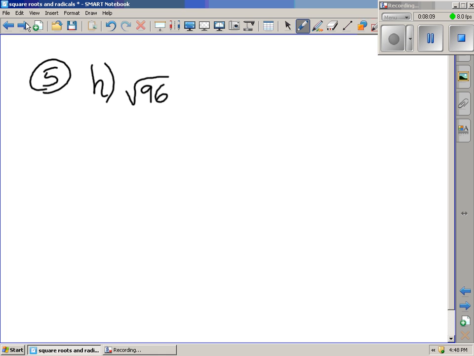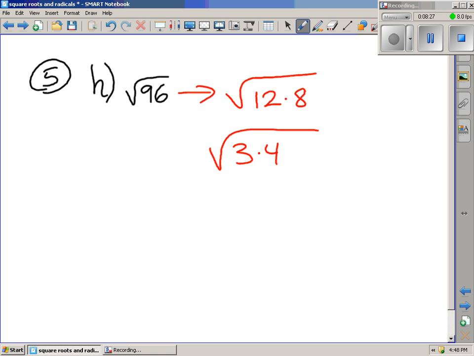5H, the square root of 96. Again, you want to factor it. So we can take 96 and we can first just divide it by 12. From there, we can split it up even further. So we can split 12 up into 3 times 4. We can split up 8 into 4 times 2.